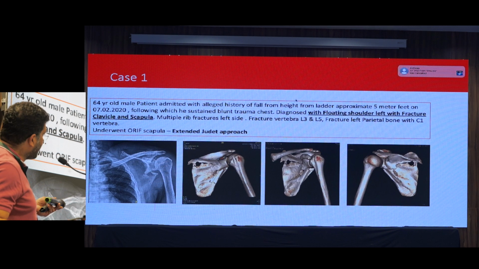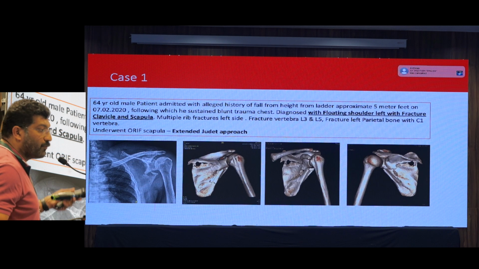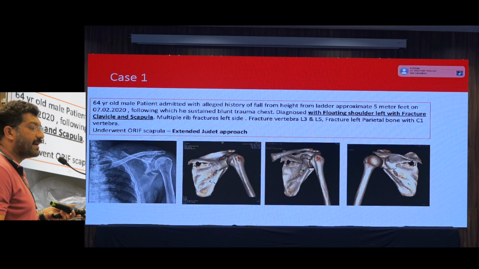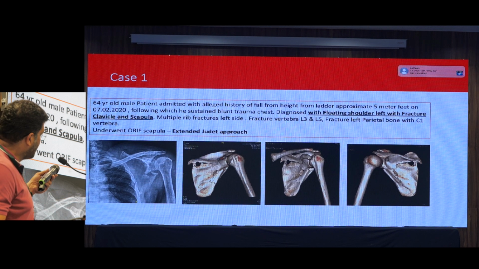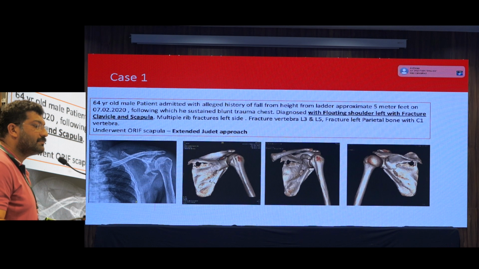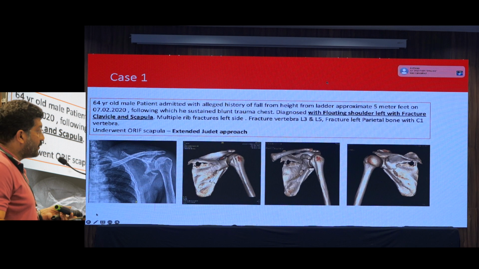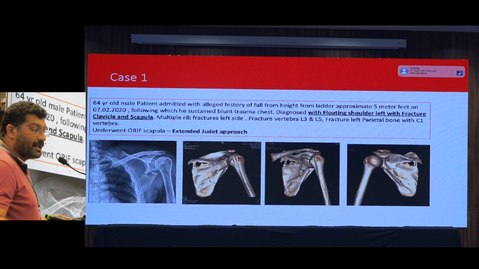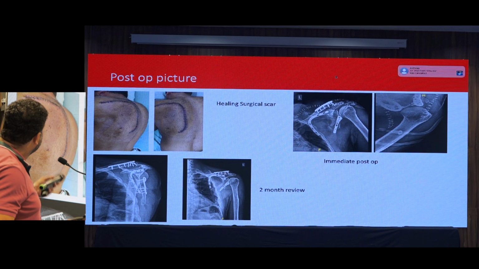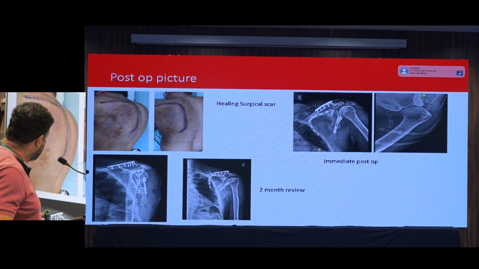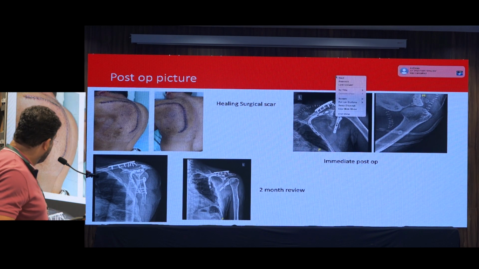So these are some of my cases. So this is a case where there is a floating shoulder, there is a scapular fracture, there is a lateral clavicle fracture, and thus I went by the Judet approach, the extended Judet approach. This is a healing scar of the patient. This is a post-op X-ray.